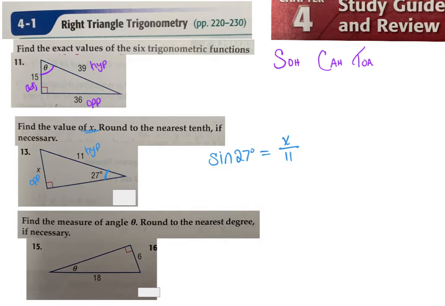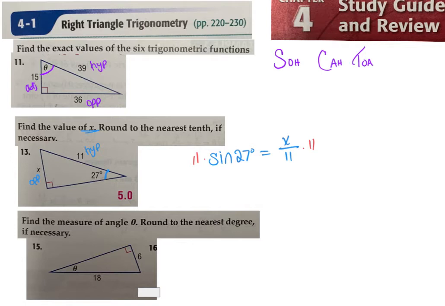And so you would just then do what to solve? Yeah, just multiply. We're going to multiply both sides by 11. And so rounded to the nearest tenth, you would get 5.0 there. 5.0. And then the last thing we did in this section was we found angle measurements.